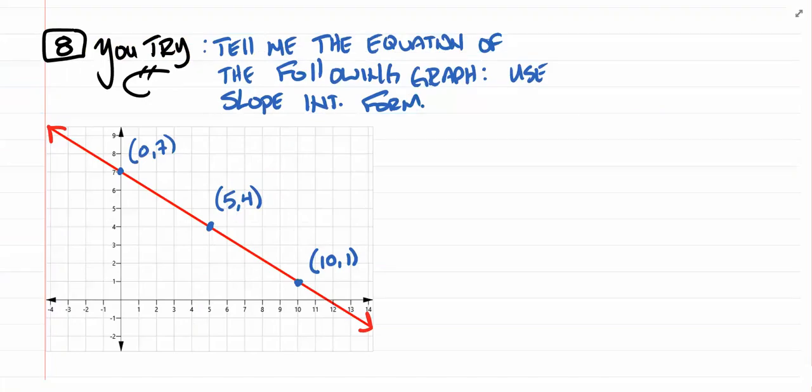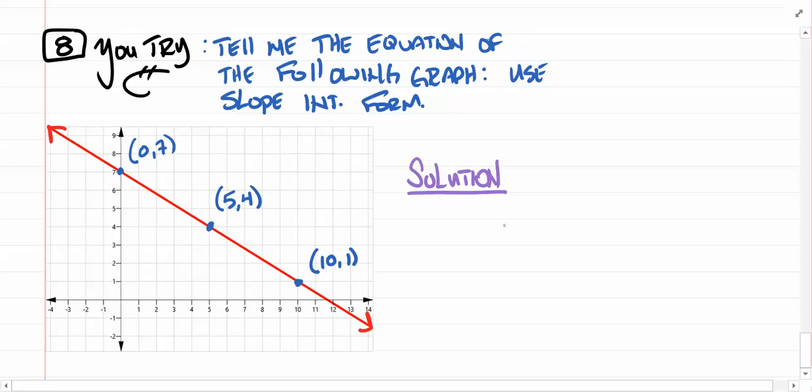Okay, box number 8 is a U-try. It says, tell me the equation of the following graph using slope-intercept form. So I graphed the red line, and I gave you a few key points that might help you determine what the answer should be. Hopefully you got the right answer, but here's how you do it if not.